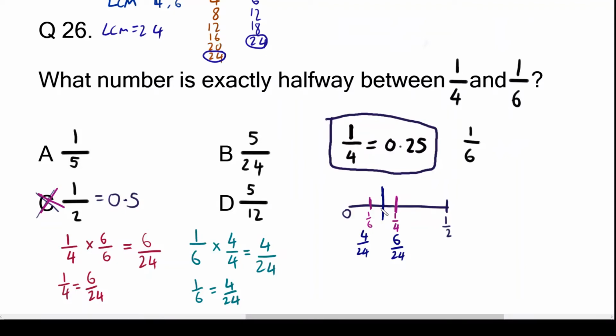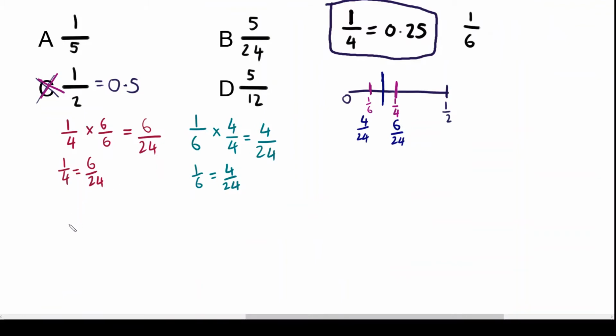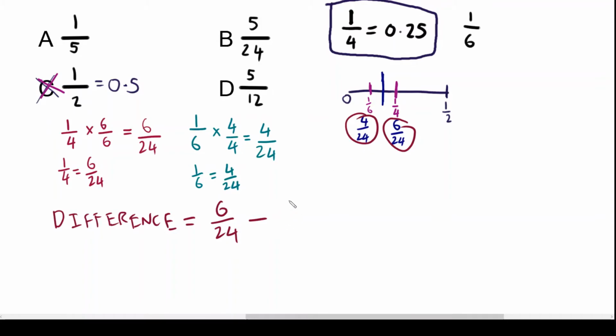There's a number there. I don't know what it is right in the middle, but we can figure it out in a much easier fashion. So how do we figure out that number? First off, we're going to find the difference. The difference is going to be 6 over 24, our bigger number, take away our smaller one, 4 over 24, which leaves me with 2 over 24.